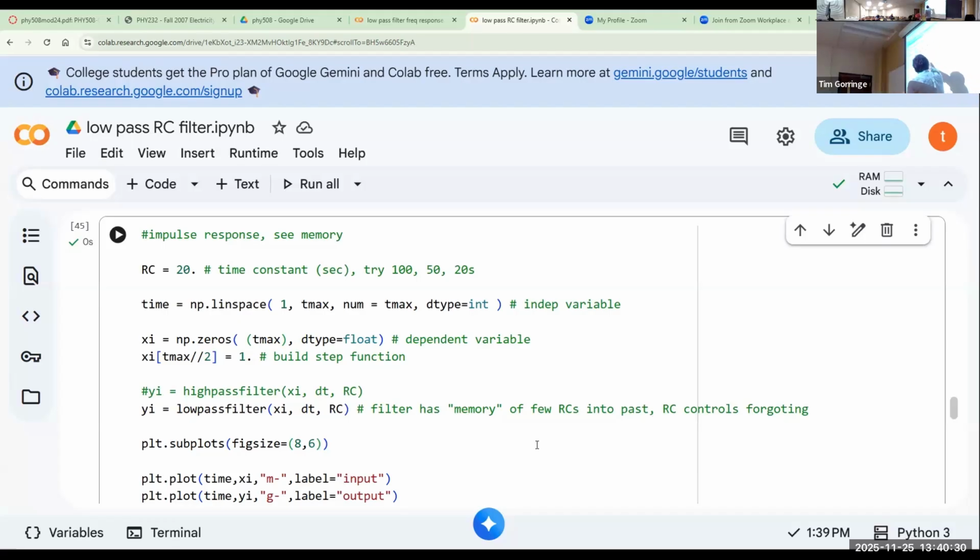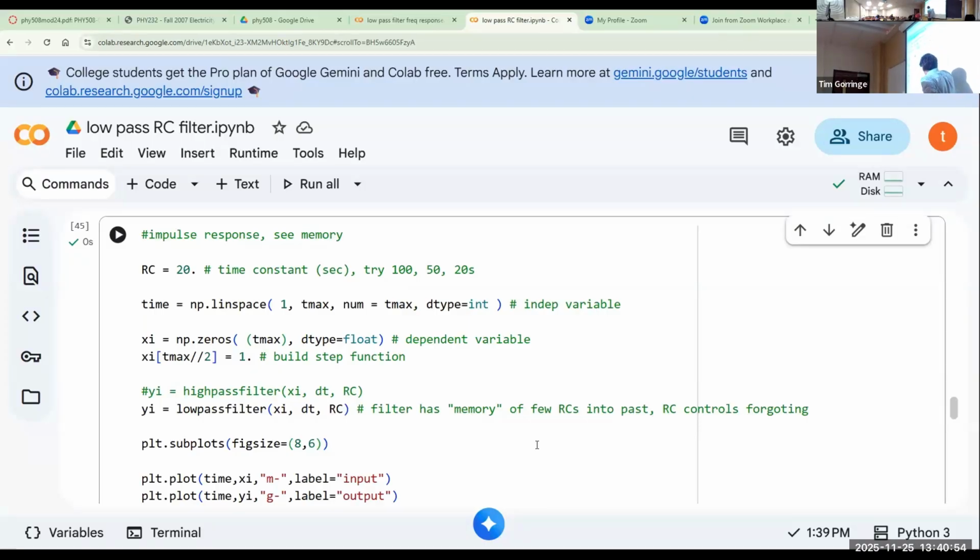So I'm just going to pick a time constant here. I'm going to change the different values of this. And the rest of the code is basically the same, except that here, my input signal, I'm going to define an impulse.